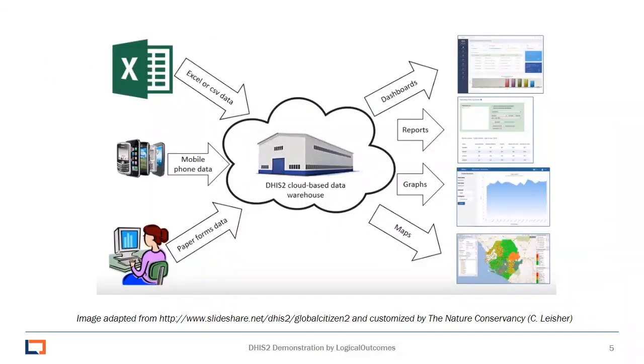This graphic shows the flexibility of data inputs and outputs. Information can be imported into DHIS2 from Excel or other formats, directly entered on a mobile device, directly entered onto the computer, or integrated with many other softwares. DHIS2 is a data warehouse and can be hosted in the cloud or on-site. Some of the outputs include flexible dashboards, reports, graphs, and maps.